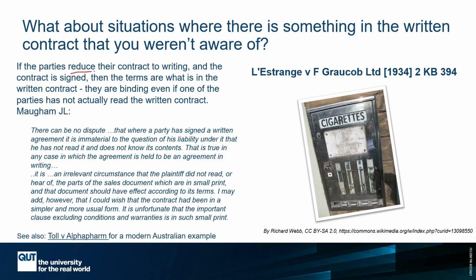When parties reduce their contract to writing, so when you've got this document that you've written and the contract is signed, that means it's very clear that both parties have read and understand what's in it. There's no evidence issue. Then what is in that document, the terms that are written in that document, form part of the contract, even if one of the parties actually has not read the written contract. And that's what the judge is saying. It's immaterial whether or not you've read it. It's irrelevant that the plaintiff did not read or hear of those terms in the sales document.